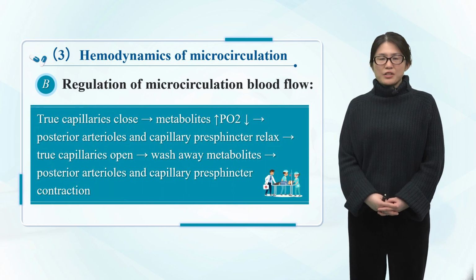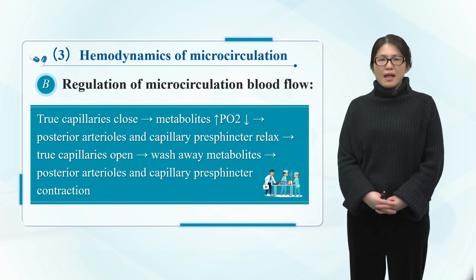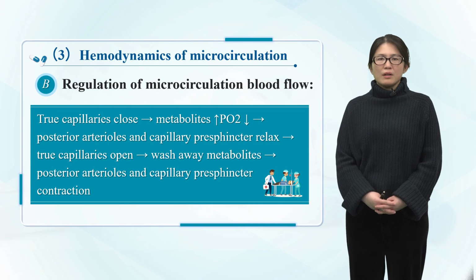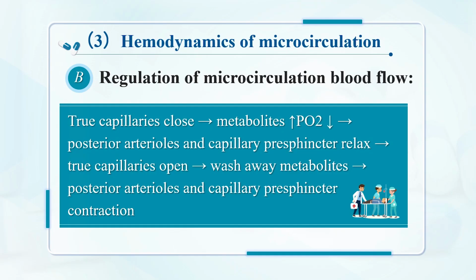The reason is that the posterior arterioles and capillary sphincters continue to undergo, every 5 to 10 minutes, alternating and intermittent contraction and relaxation activities called vasomotion. They control the opening and closing of capillaries. With this activity, the capillaries close, causing the accumulation of more metabolites in the tissues surrounding the capillaries.